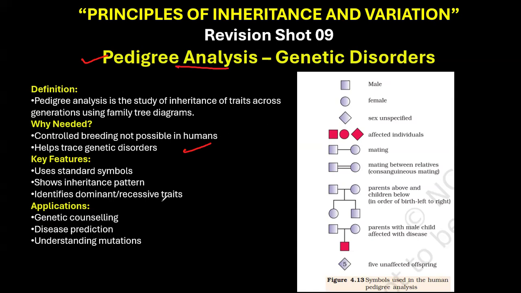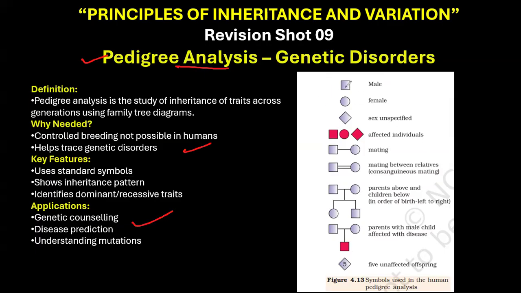Now, before we talk about these symbols, why is pedigree analysis important? Because it identifies genetic disorders, it helps in genetic counseling, it predicts risk in offspring, and it distinguishes between dominant and recessive traits. It is used in diseases like hemophilia, color blindness, thalassemia, and sickle cell anemia.